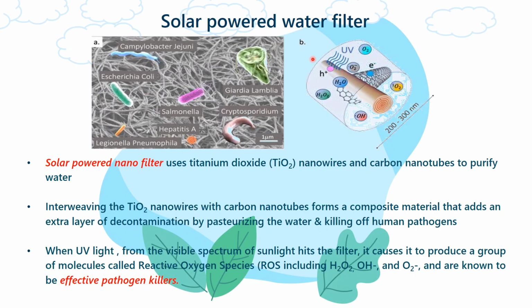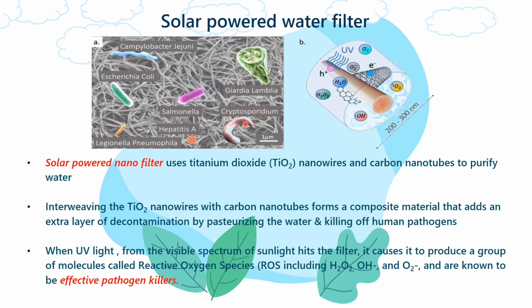Titanium dioxide itself is a very good purifying agent, but when we dope it, incorporating carbon nanotubes inside it and making a composite out of it, it enhances the pasteurizing ability for the water, and it kills different kinds of bacteria, including Campylobacter, E. coli, Salmonella, etc. What happens is, whenever UV light or UV light from the sun falls on this filter, it produces reactive oxygen species, including peroxide, hydroxide, or oxygen with a negative 2 charge, which act as pathogen killers. So all pathogens get killed by these reactive oxygens.